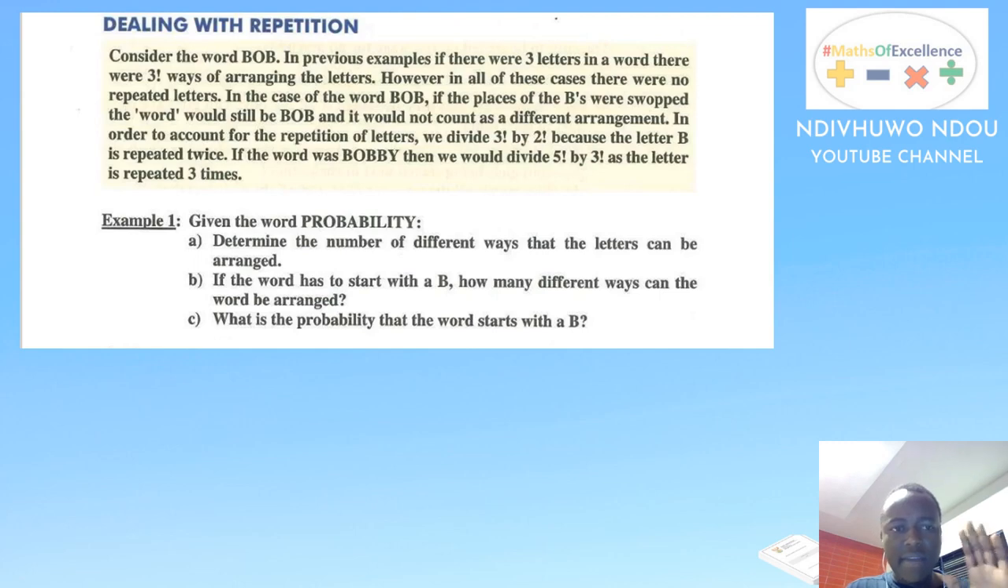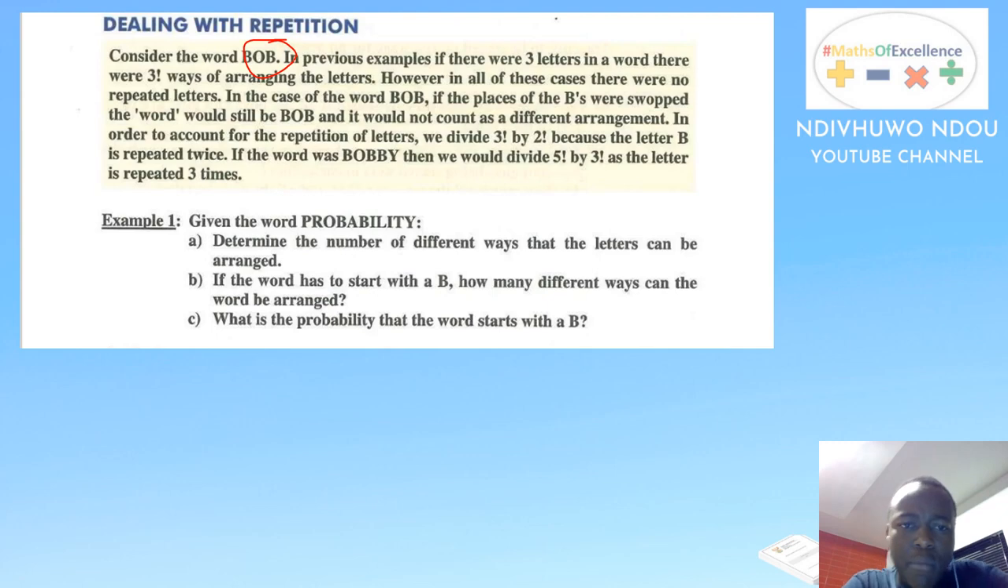There were 3 factorial ways of arranging the letters. However, in all of these cases, there were no repeated letters. Just think of the previous example we did of the word Max. There were no repeating letters there, so because there were 5 letters, we just said 5 factorial. Also, there was another 3-letter word with no repetition, and we just said 3 factorial. But consider the letters of the word Bob now.